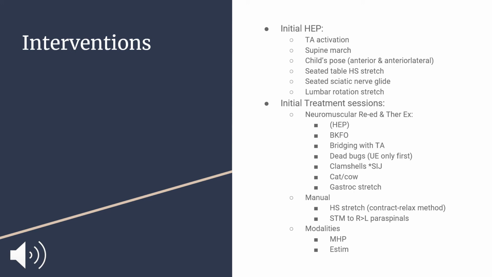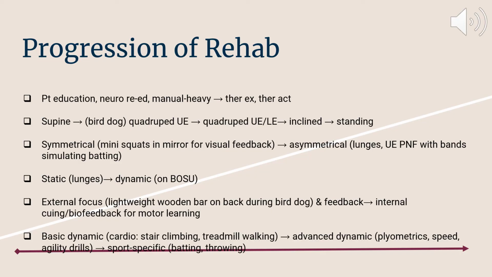And then we had a soft tissue massage to his paraspinals, and we focused more on the right side. And he responded pretty well to that. We added modalities, which include moist hot packs and e-stim, which he reported in his initial intake paperwork that felt good when the athletic trainer had applied those things as well. So that was continuing to be beneficial.